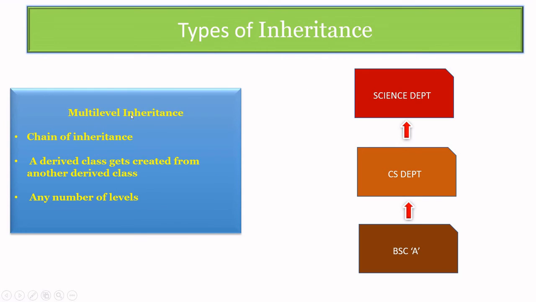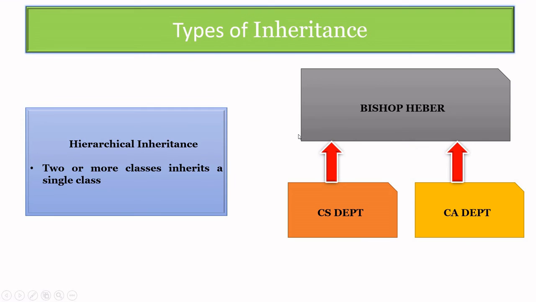So on the whole, what is meant by multi-level inheritance? The derived class of one level is going to act as a base class for another level. For BSc A section, the base class is CS department. For CS department, the base class is science department. So this is the way the levels can go any further depending upon your need. Okay, this is about multi-level inheritance. The role of multi-level inheritance is very important in Java.